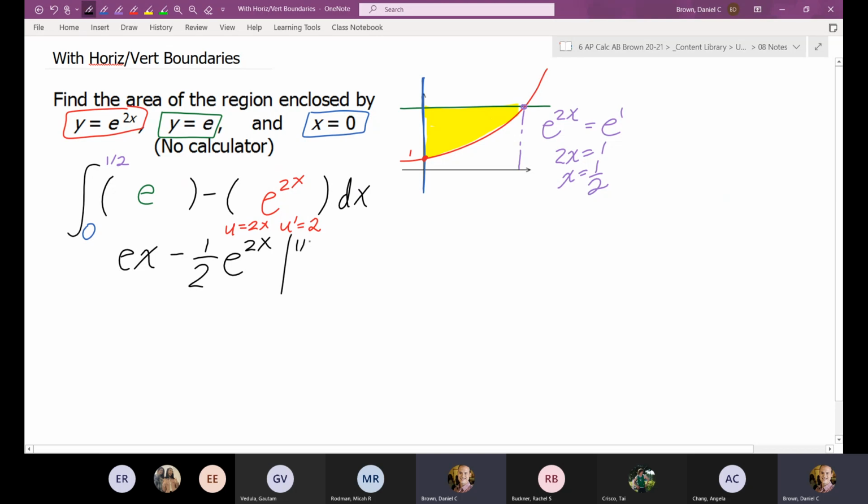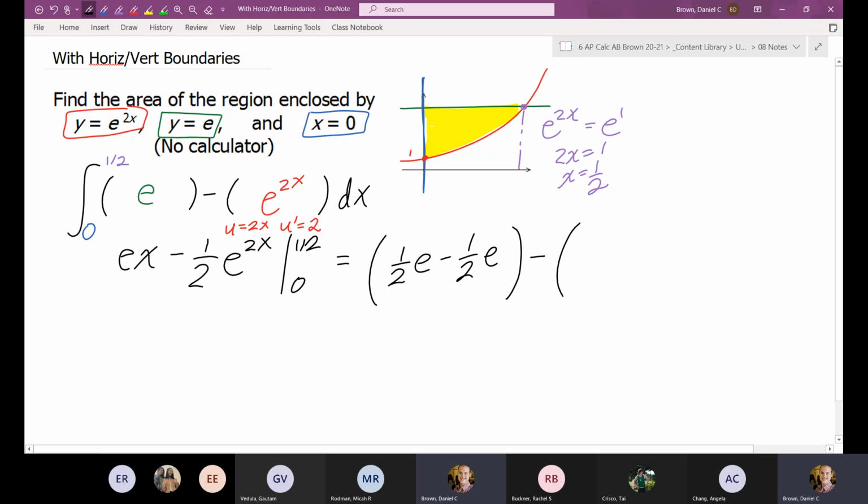And then making sure you plug in the top minus the bottom. This one's also pretty neat. It looks like an ugly antiderivative, but it actually simplifies pretty nicely as well. So let's go ahead and plug in the top minus the bottom. Plugging in 1/2: e times 1/2 minus 1/2 of e to the 2 times 1/2, which is just 1. So that's just going to give us e.